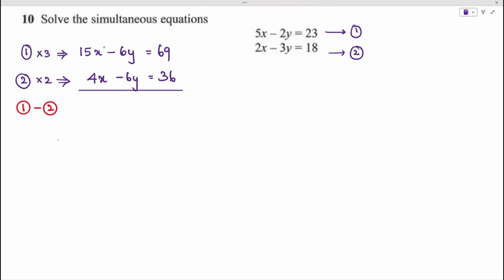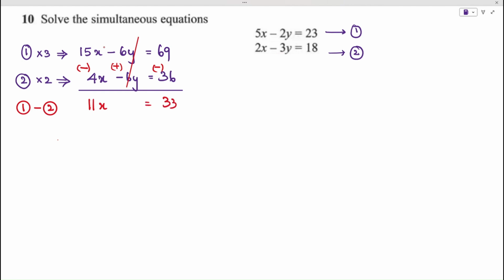Now what this allows us to do is cancel out our 6y's. So 15x minus 4x gives us 11x. And then minus 6y minus 6y, so that's minus and minus, which should make plus. So we have minus 6y plus 6y, and this gives us 0. So we don't have any y value. We've removed our y's and now we have x on its own. And so finally we have 69 minus 36, which is equal to 33.